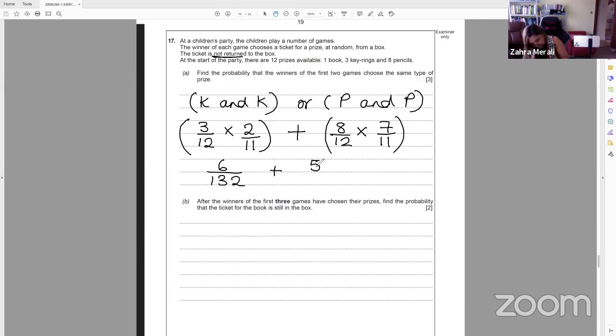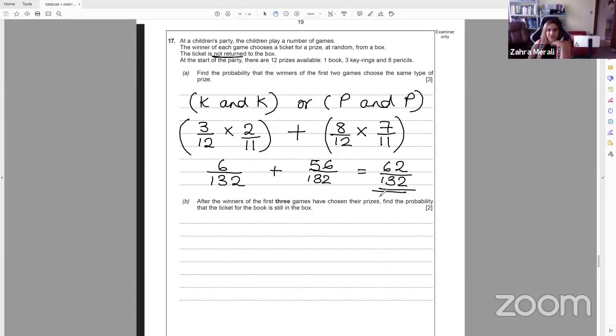Sorry, my final answer is not agreeing with the final answer I have here. So 56 over 132. Okay, so I think there's a problem with the mark scheme here. This is definitely right. 56 plus 6 gives you 62 over 132. Okay, so that's the probability that the winner of the first 2 games chooses the same prize.